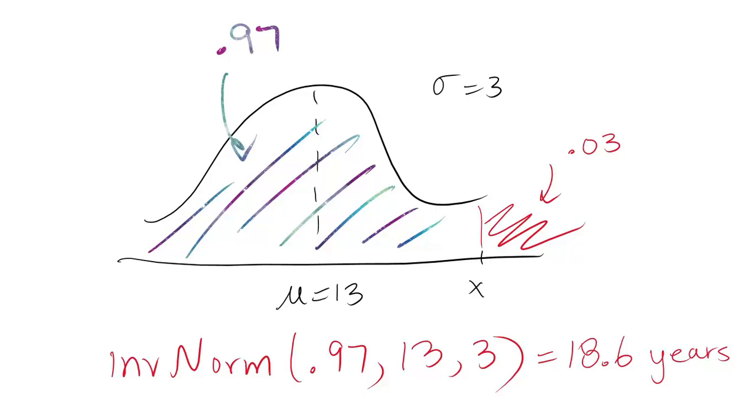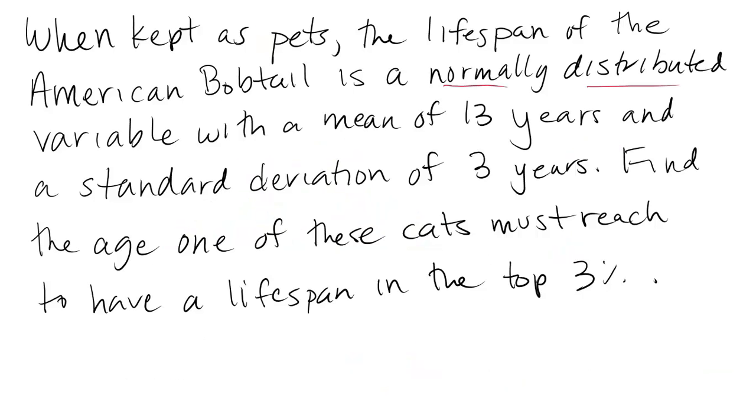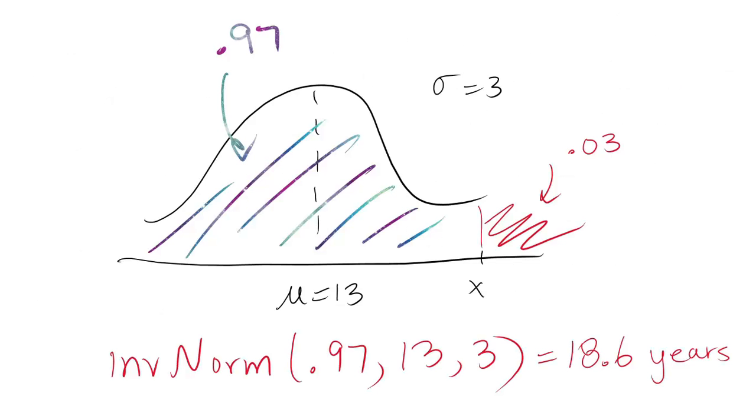Let's go back through the problem one more time and make sure we understand what was going on and how we identified it as an inverse norm question. It tells us that it's normally distributed, but it doesn't ask for a probability. It tells us to find the age of one of these cats. So we're finding a value of the variable, and we're given the area to the right of our bound. We know that the bound cuts off the top 3% of all cats. So we drew the picture, but the area that was given was to the right of our bound, and inverse norm needs the area to the left. So if the area to the right is 0.03, the area to the left would be 0.97.